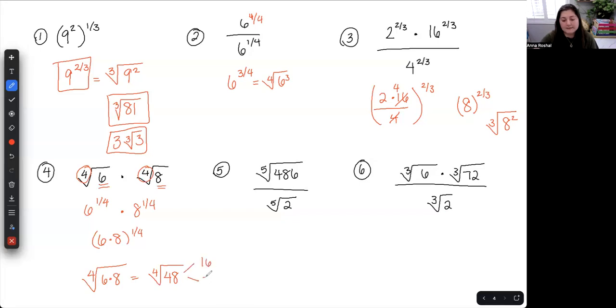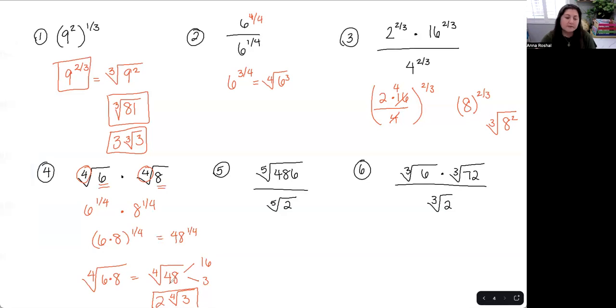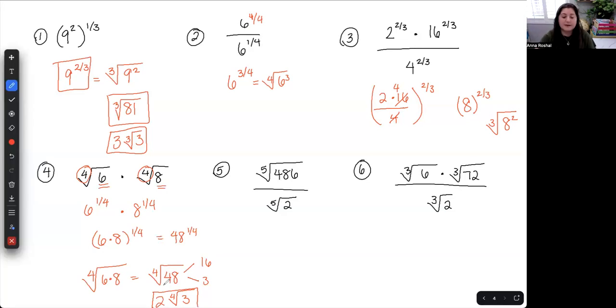which is 16 times 3. And then 16 we talked about, we know is 2. So we're going to have 2 and the fourth root of 3 as a final answer. Or we can have 48 to the 1/4 as a final answer, or the fourth root of 48 as a final answer. One of these three should be correct depending on what your teacher desires.